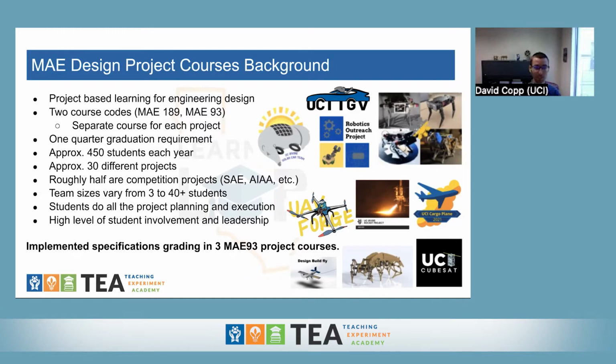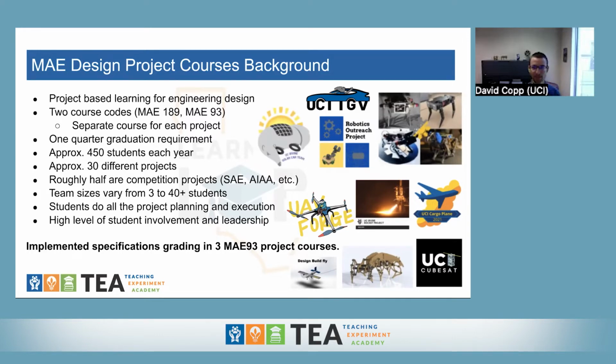The teams are also diverse in terms of size. So we have very small teams that maybe work on small robotics or research related projects, to teams with over 40 to even close to 100 students. There's a high level of student engagement in these courses. So they do all the planning and execution. They learn about leadership and teaming. And so it's a really dynamic environment that looks very different depending on the project and the students involved. So I'll say right off the bat that I think specifications grading works very well in this format. I've enjoyed doing it, and I think the students appreciated it as well.